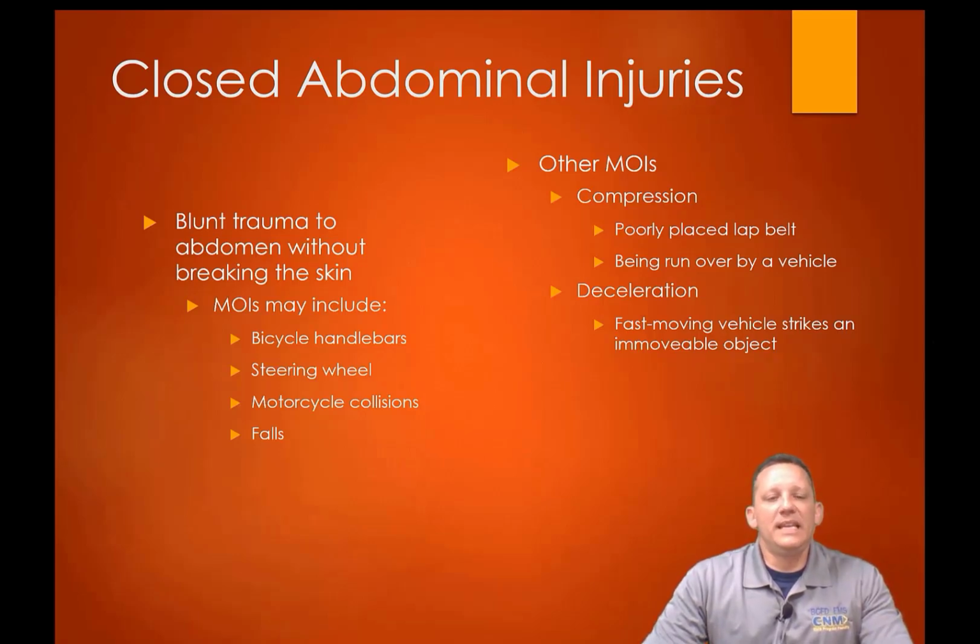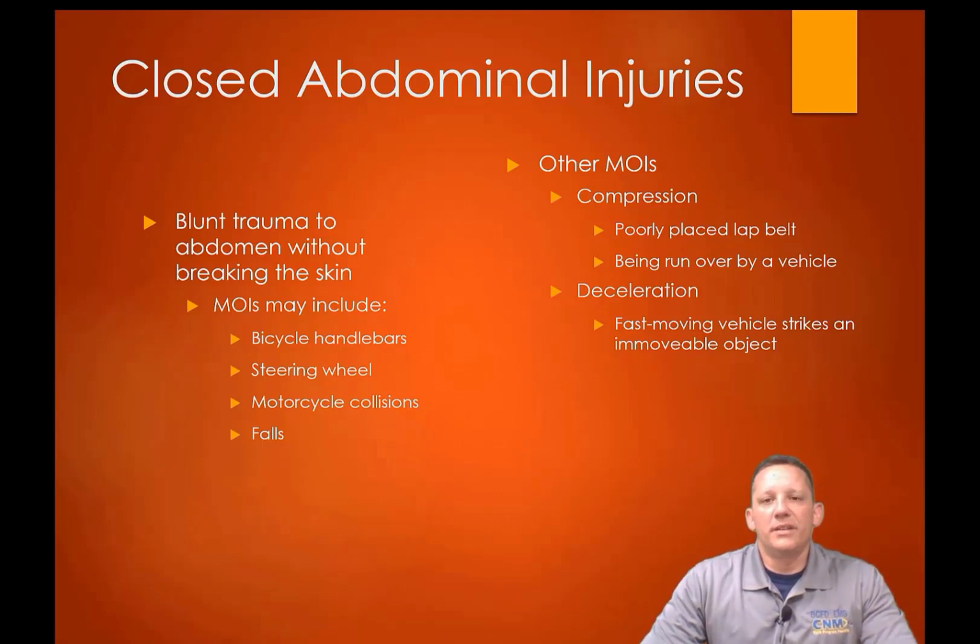Here's just a couple of easy to remember MOIs, which is bicycle handlebars, the steering wheel of your motor vehicle, motorcycle collisions, falls. Really and truly, let's just think about this. Anything that's striking the abdomen that is displaced enough while still carrying force, but has a large enough surface area to not penetrate, can cause blunt trauma. This could be a baseball bat, it could be a hammer, any manner of things. You guys can think of a million ways to hurt your abdominal area without penetrating.